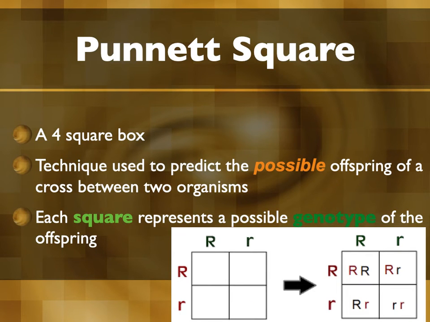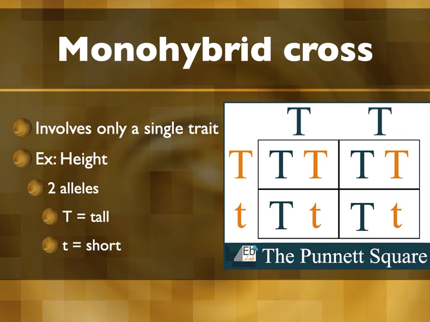You need to know what a Punnett square is. It's a 4-square box. It's a technique used to predict the possible offsprings of a cross between two organisms. And each square represents one of the possible genotypes of the offspring. So for example, if I have a big R, little r, that mates a big R, little r, and you fill in the box. You'll be shown how to do this in class.